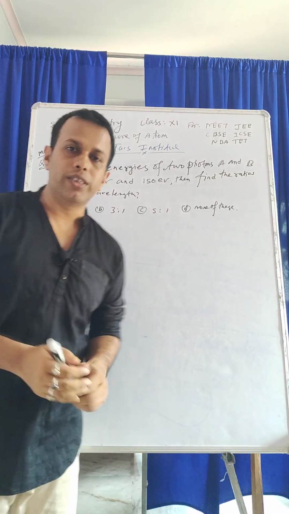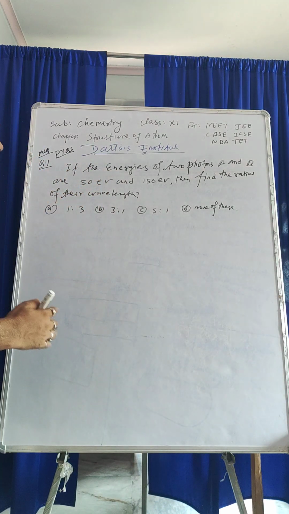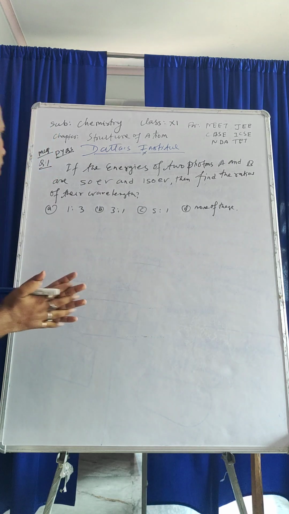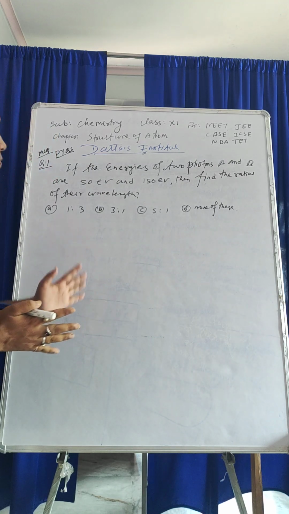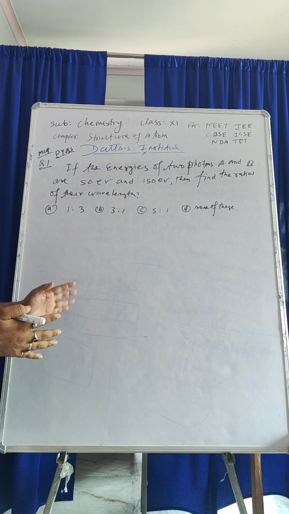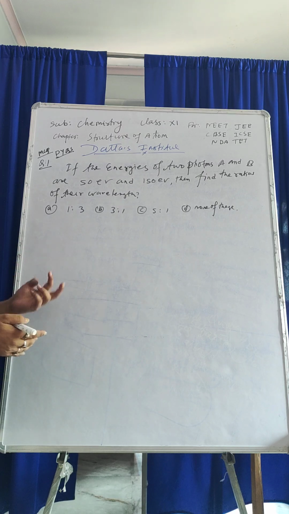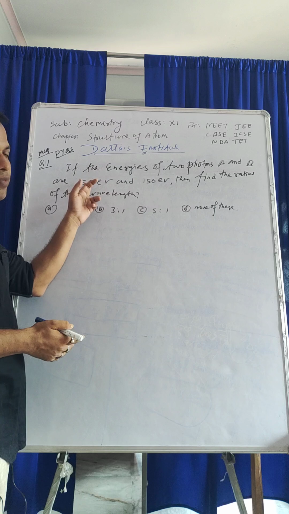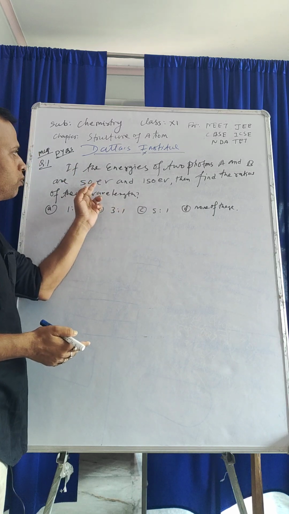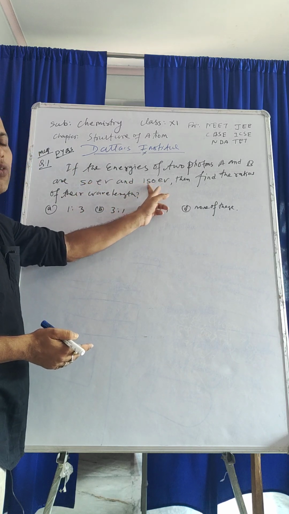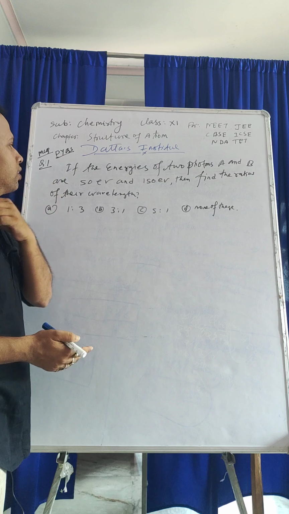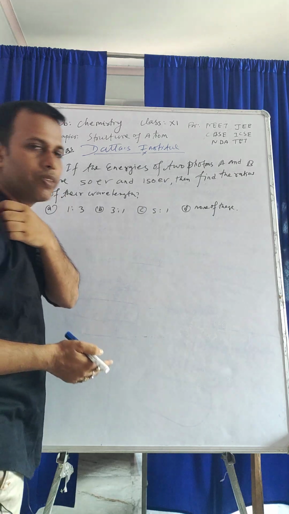So our first question is like that: if the energies of two photons A and B are 50 electron volt and 150 electron volt, then find the ratio of their wavelength. Okay, so the energy of two photons is given, A and B. The energy of A is 50 electron volt and the energy of B is 150 electron volt. Okay, and we have to find out the ratio of their wavelength.